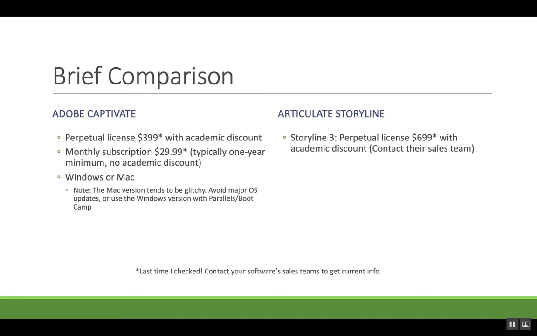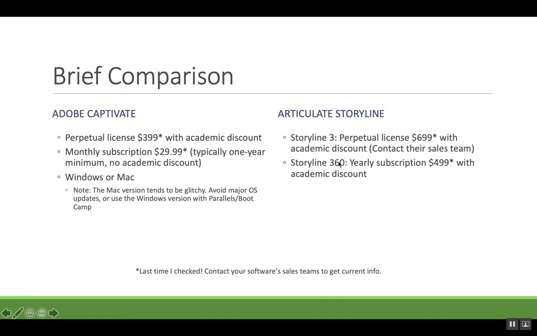Articulate Storyline, you've got a couple of options, and it's a little bit confusing. There's Storyline 3, and there's Storyline 360. Storyline 3 is a standalone software. You can get a perpetual license, which means forever, for about $6.99 with the academic discount. You can also get Storyline 360.